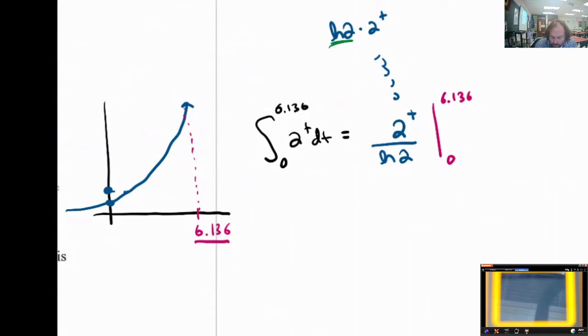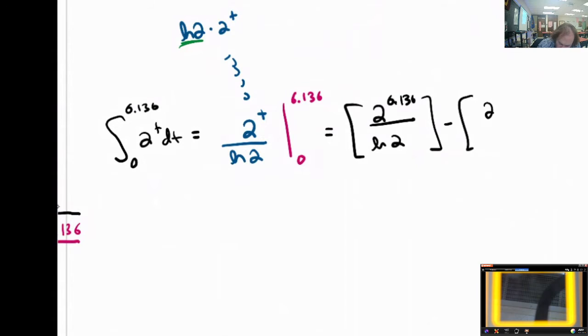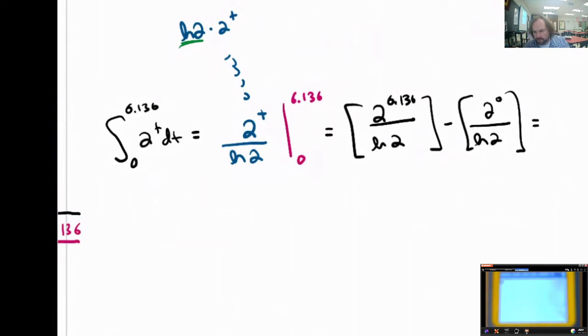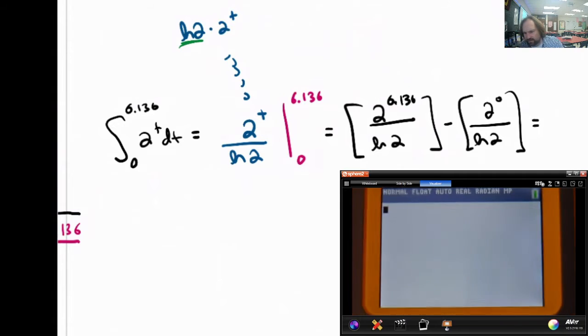Plugging in 0 is itself very easy to do, because it will make it 1 over the natural log of 2. So for our actual calculation, it's going to be 2^6.136 over the natural log of 2 minus 2^0 over the natural log of 2. And we'll let the calculator handle pretty much all of that work from here. The natural log of 2 is just a number. It's never going to be anything nice. It's going to be a weird decimal.